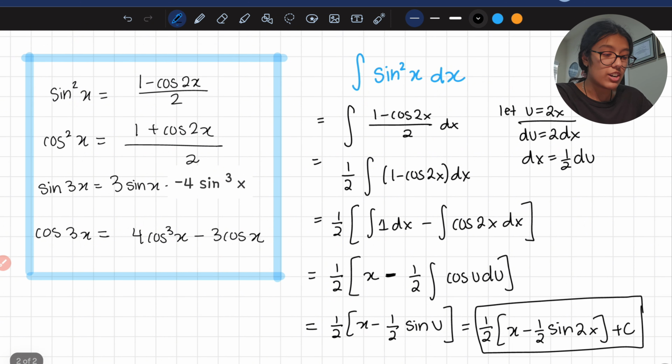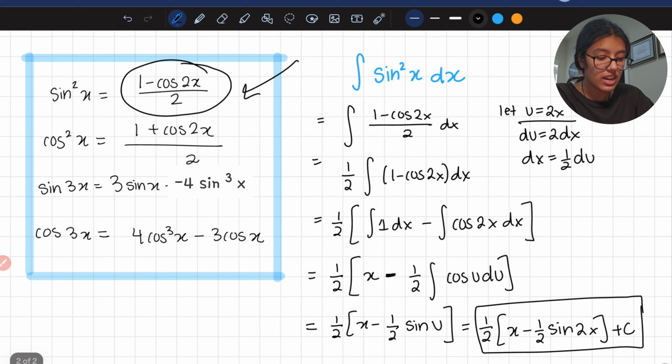And that is our answer for this problem. So once again, what we did to recap, we couldn't really do anything with the original problem, so we looked over here towards our left, and we found that sine squared x is equal to (1 minus cos 2x) over 2. We replaced it over here, we started simplifying.